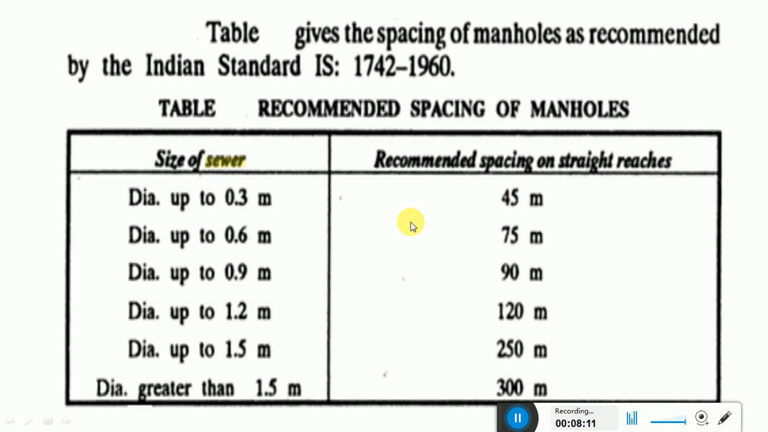In this case, if the diameter of the sewer is up to 0.3 meter, then the spacing between the stretch is 45 meter. If it is 0.6 meter, then 75 meter. If the diameter of the sewer is up to 0.9 meter, then it is 90 meter. If it is up to 1.2 meter, it is 120 meter. If the diameter of the sewer is 1.5 meter, then it is 250 meter. If the diameter is greater than 1.5 meter, then the spacing will be 300 meter as per the standards.